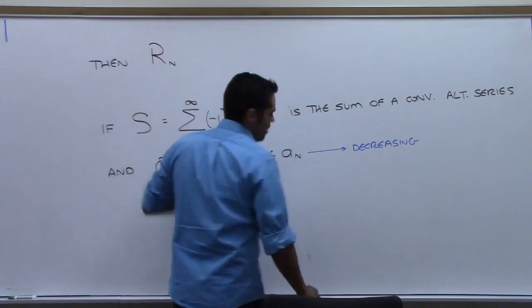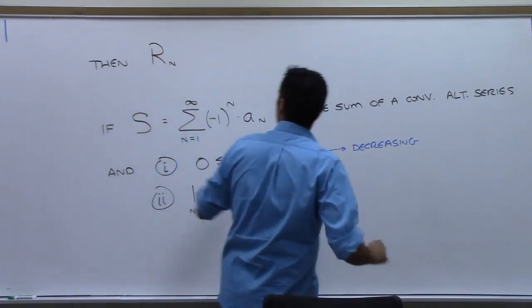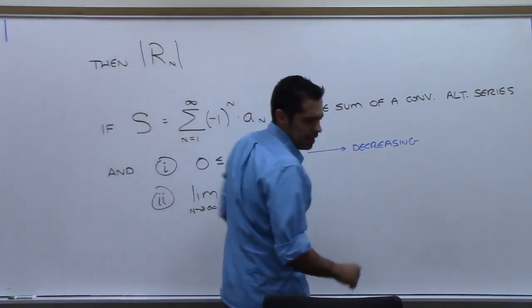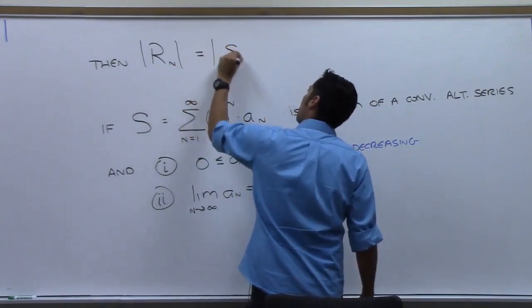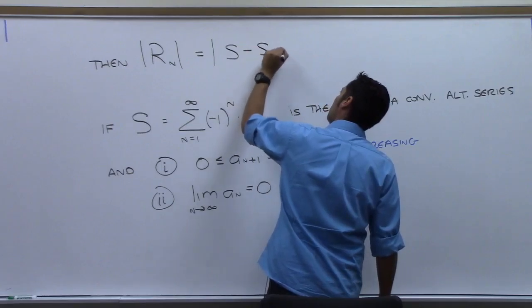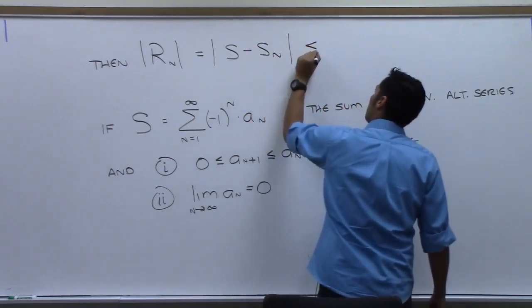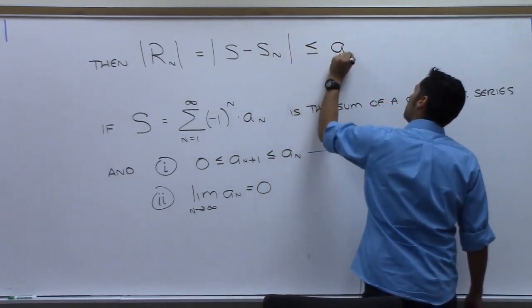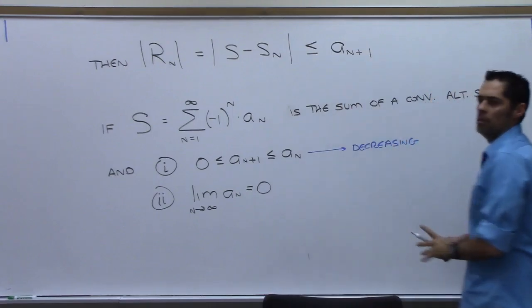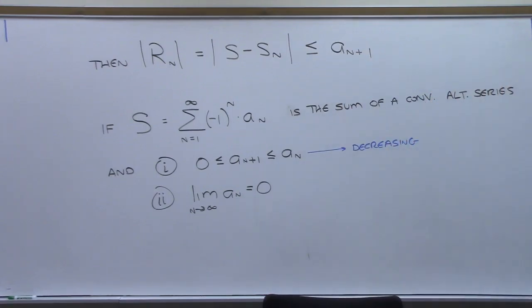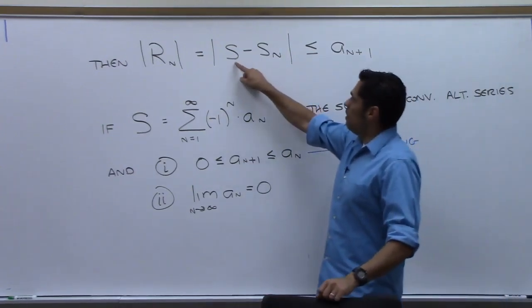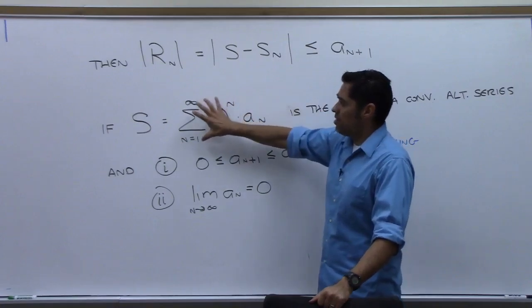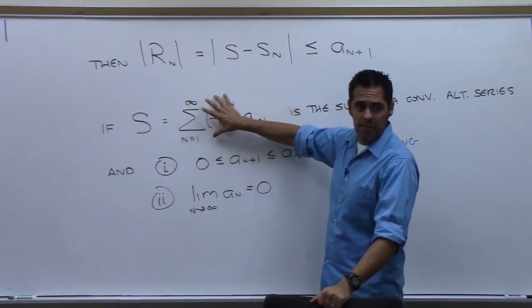capital R sub n, which I haven't told you what that is yet, the absolute value of that, is equal to S minus S sub n, but that's less than or equal to a sub n plus 1. Whoa, what? Okay. What is capital S? It's the sum of our infinite alternating series.